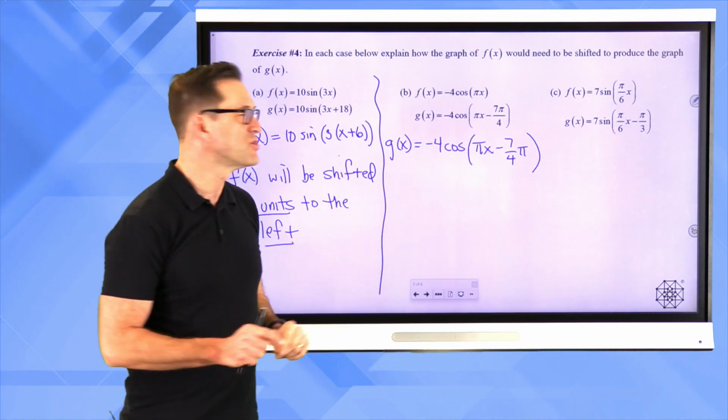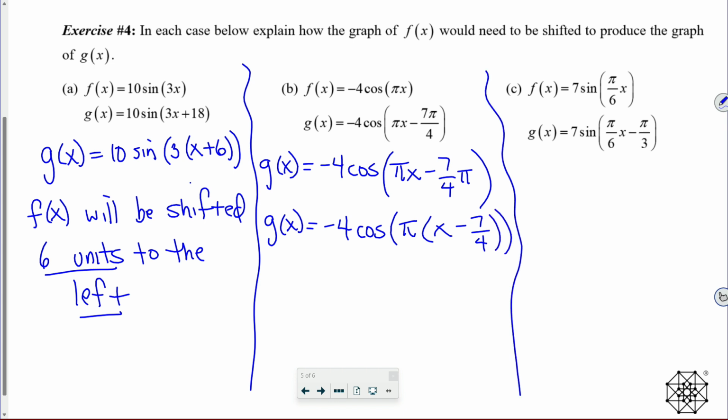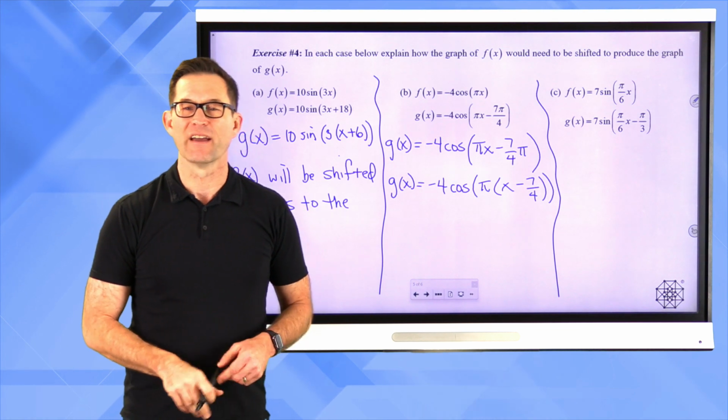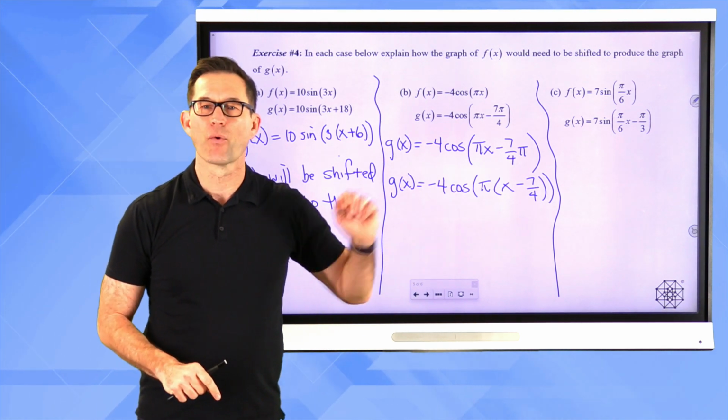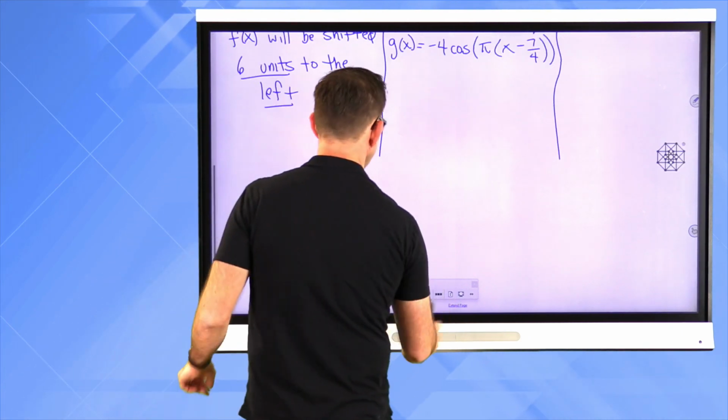And now it should be a piece of cake, right? So now if I factor a pi out of both of those expressions, I have pi times x minus 7/4. And now it's a piece of cake, right? I'm now shifting 7/4 of a unit to the right. So let me just kind of extend this a little bit.